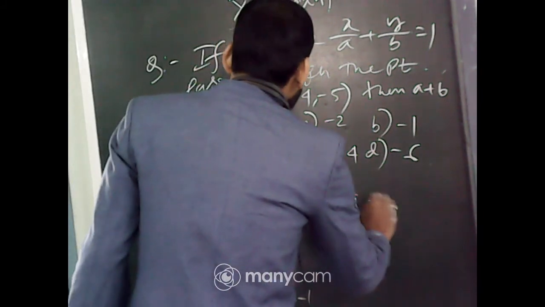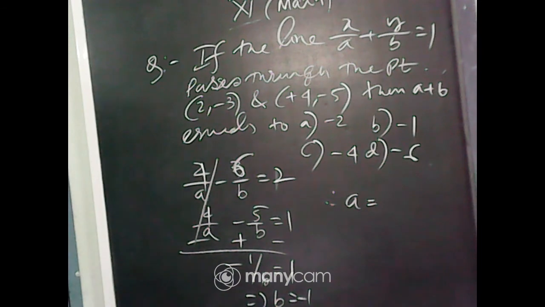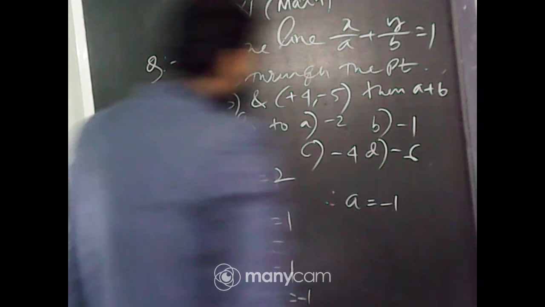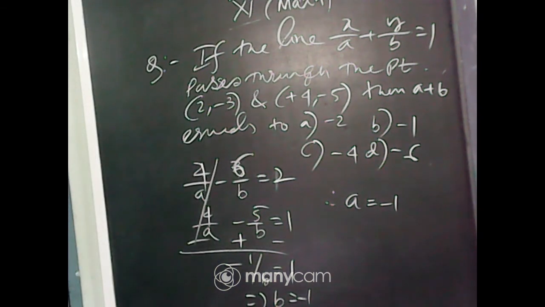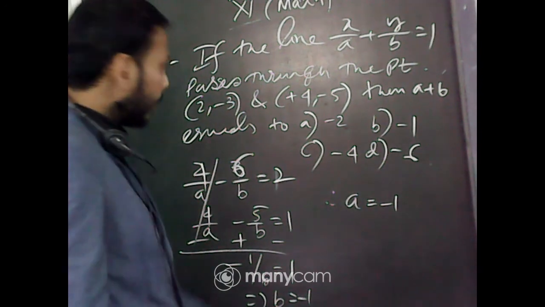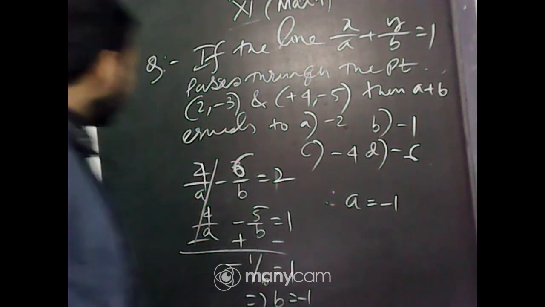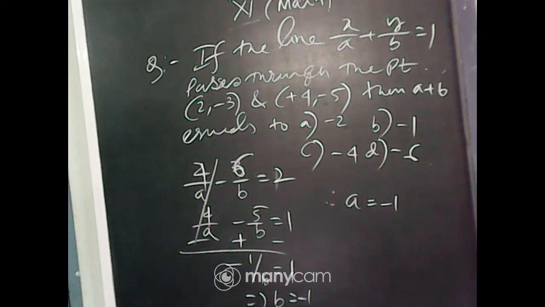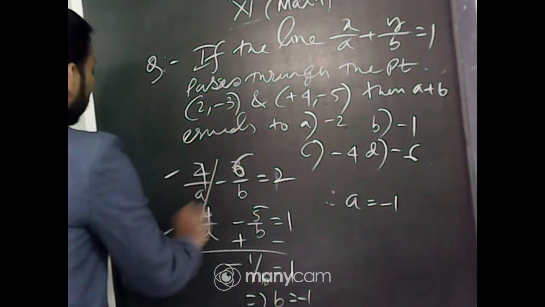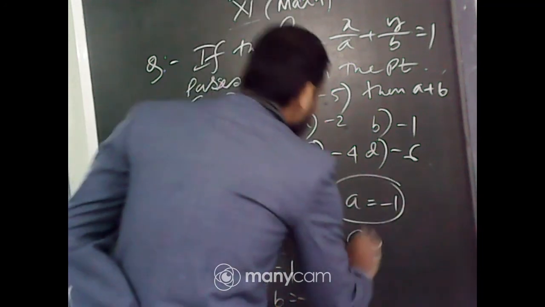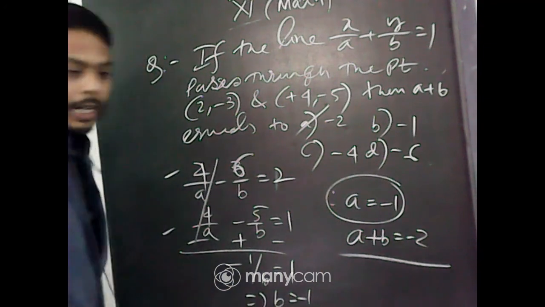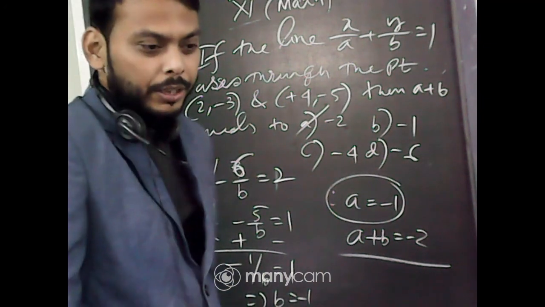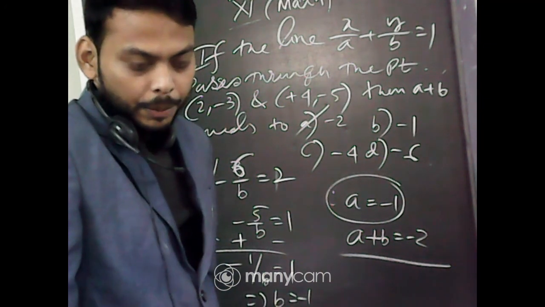Therefore, after putting the value of b, a equals again minus 1. Just check it in your copy. Here b equals minus 1, and whenever I am putting the value of b in any equation, either in this or this, we will get a equals minus 1. So a plus b will give you minus 2. That is option A. Isn't it option A?